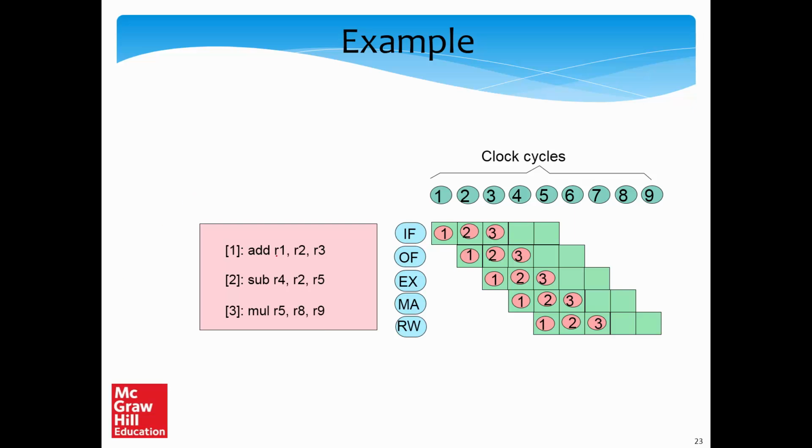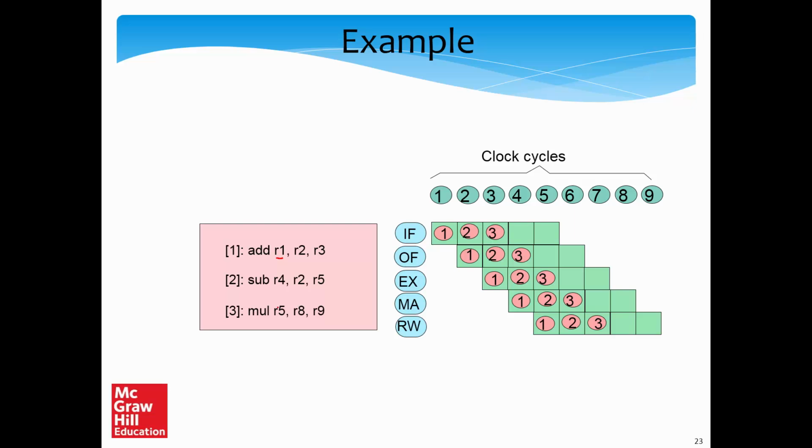This is add R1, R2, R3, then a subtract instruction and a multiply instruction. So let's take a look at this example in a different way now. There are no dependencies across the instructions, in the sense that there is no dependency between the first, the second, and the third instructions. So pretty much the instructions can operate independently of each other.